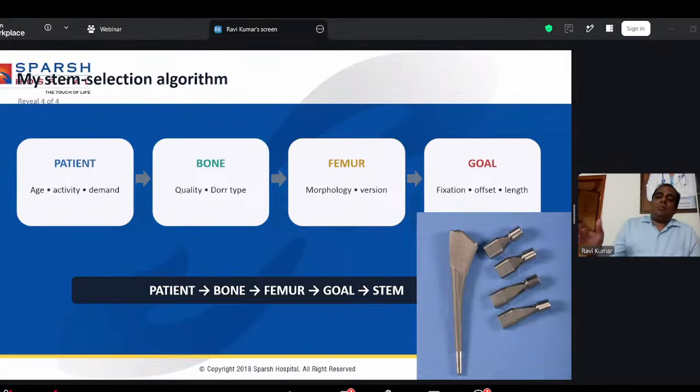So the end point is that the stem is based on these points: the patient, bone, femur, and what is my goal of fixation. Finally, the stem. It's not the other way, where we decide the stem and try to fit it in the bone, whatever is available.